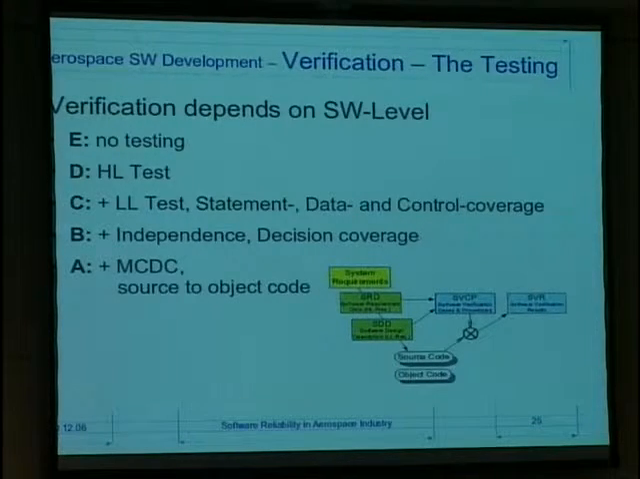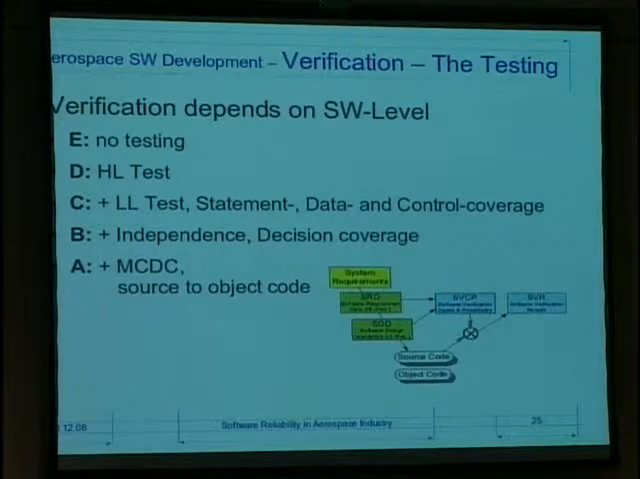And even more complicated, there is level A, which is MCDC. It's modified condition decision coverage, and it would fill at least 1 hour to explain that. To summarize it, you have very high effort for testing that. You have to look at every parameter in every clause, in every condition, what the result would be.